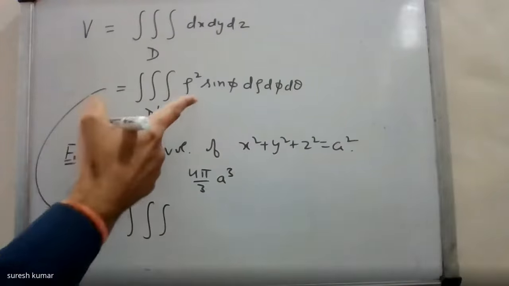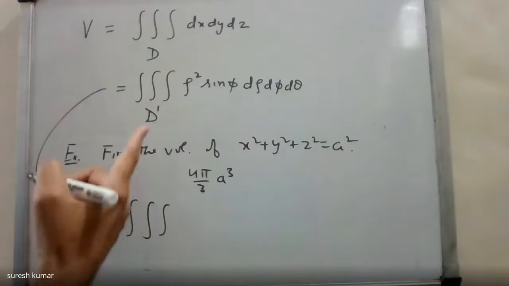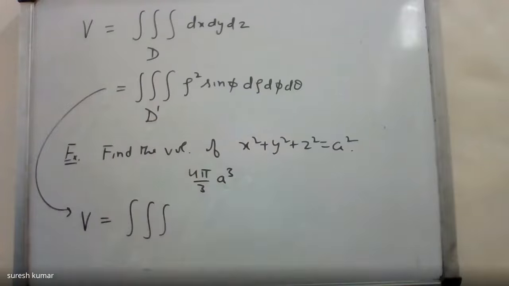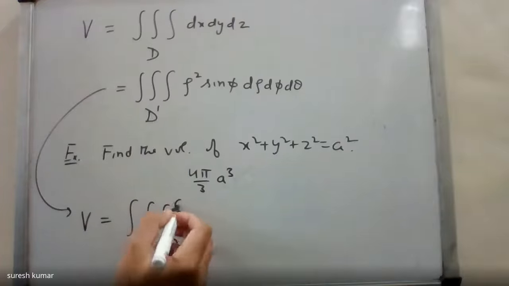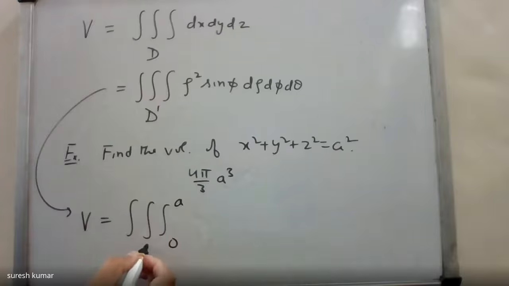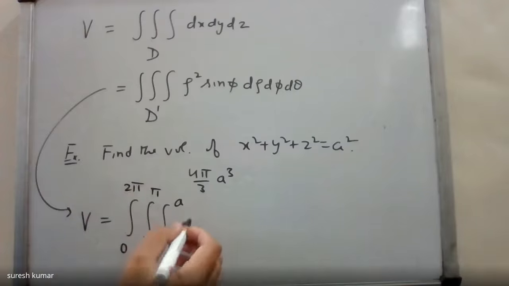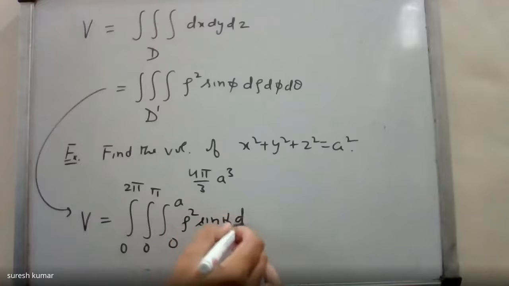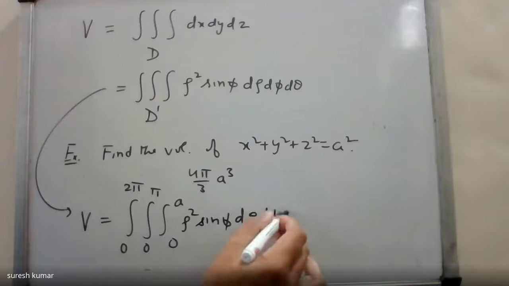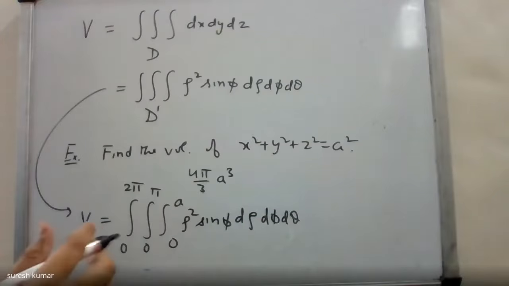The spherical coordinates are very easy to solve. What are the limits for rho, phi, theta in this sphere? Rho goes from 0 to a, phi goes from 0 to pi, theta goes from 0 to 2 pi. Instead of dx dy dz, you write it directly in spherical coordinates, so it is rho square sine phi d rho d phi d theta. Okay, you can solve it, you will get this answer.